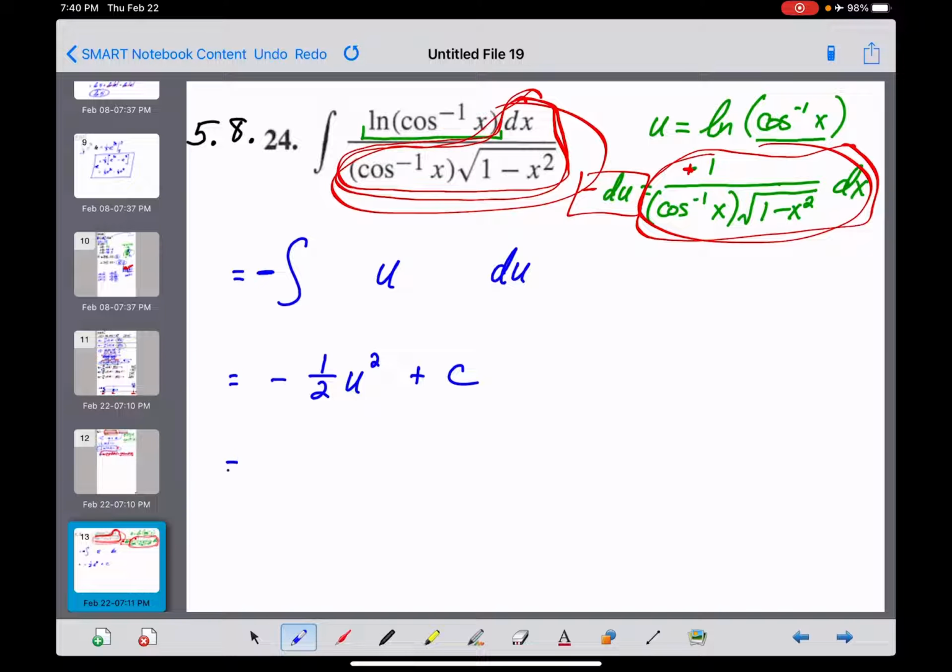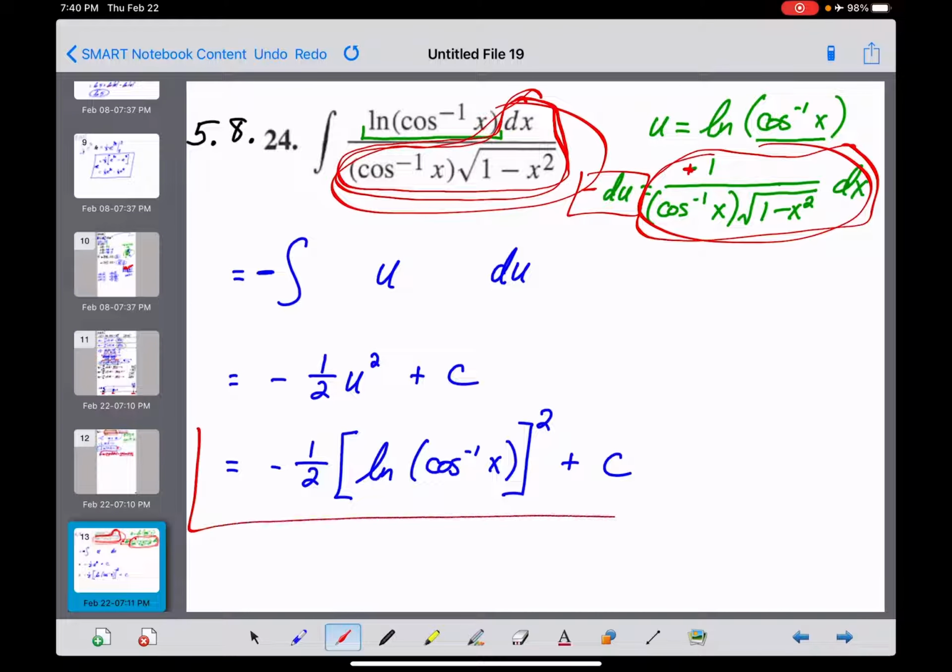Now, this gets ugly, but it's certainly not difficult to put the x's back in for the u's. So a negative 1/2 times, and u is the natural log of the inverse cosine of x. So all of that takes the place of the u. That's all getting squared, and a plus c at the end. So it looked like a really, really, really hard problem, and it ended up really not being all that bad.